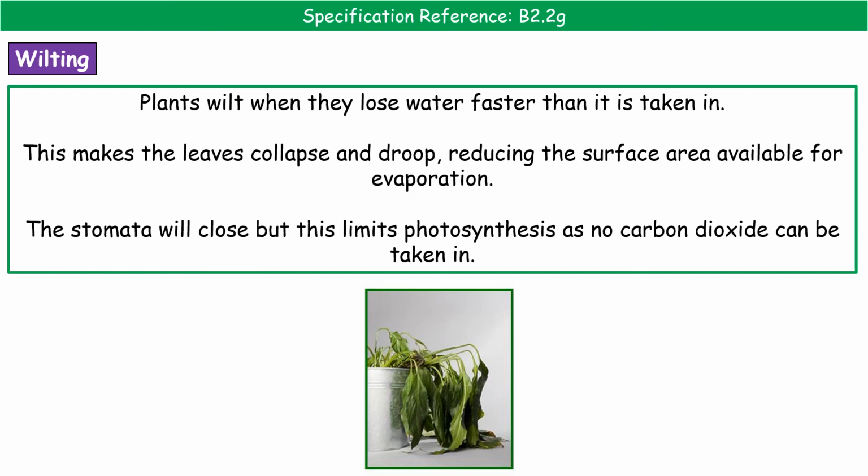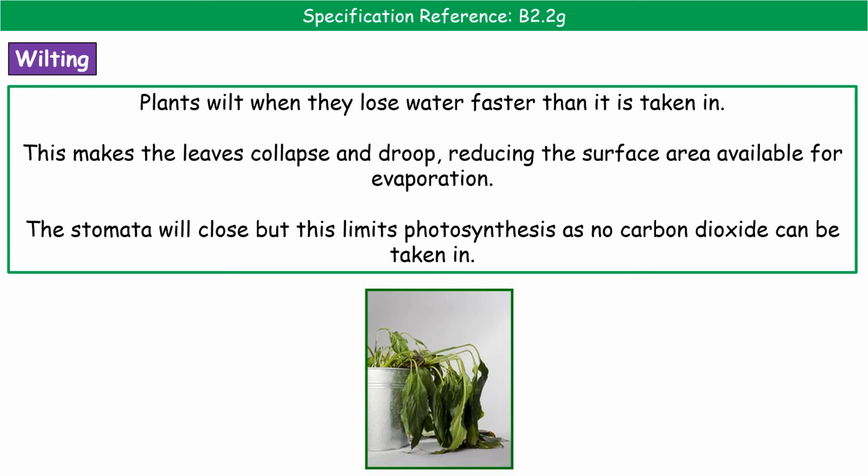The reason that we need to be cautious with how much water our plants lose is because if they lose water at a faster rate than they're able to take it in, then they will wilt. What that means is they kind of go a bit floppy. When that happens, the leaves are going to collapse, and that reduces the surface area available for evaporation. So it's like a defense mechanism, if you like. As the water levels inside the plant are decreasing, the whole plant then droops and as a result we reduce the surface area through which evaporation of the water can take place. So it reduces that water loss.